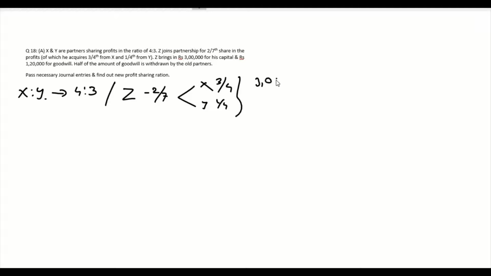Okay. So we have two partners X and Y. They have a profit sharing ratio of 4:3, and they admitted a new partner Z for 2/7 share of profit, which he is acquiring from X 3/4 and from Y 1/4, and he is bringing rupees 3 lakhs as capital and rupees 1,20,000 as goodwill, and half of this goodwill is withdrawn by old partners. Okay, now let's find the sacrifice.